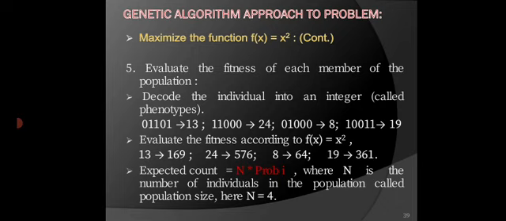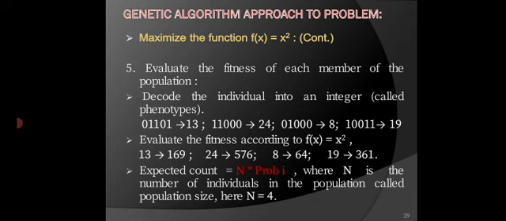So for that, decoding is done, meaning which value the binary encoding represents, which we get from decoding. So the string 01101 represents the value 13, 11000 represents value 24, 01000 represents value 8, and 10011 represents value 19. Evaluate the fitness. Now assign a fitness. How? Fitness means which value of x gives you the maximum f(x), right?